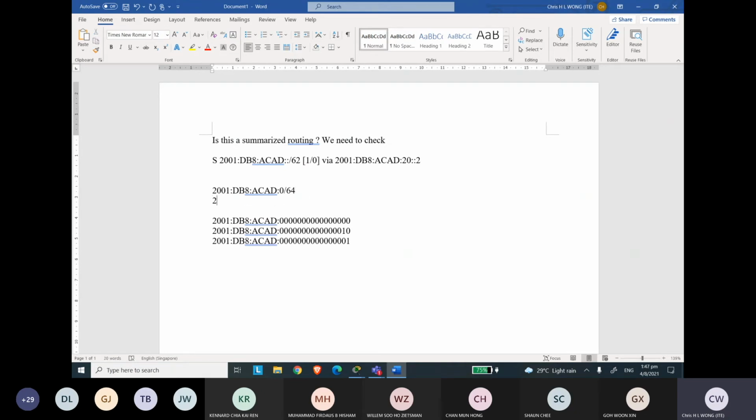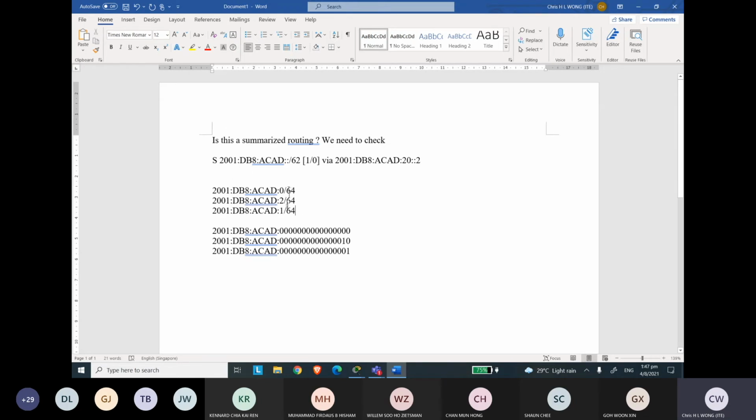The second one is a 2. So 2001:db8:acad:2. The second one is a 2, isn't it? This is a 2, right? So 2. And the last one is a 1. So the last one is 2001:db8:acad:1, right? Colon 1, /64.